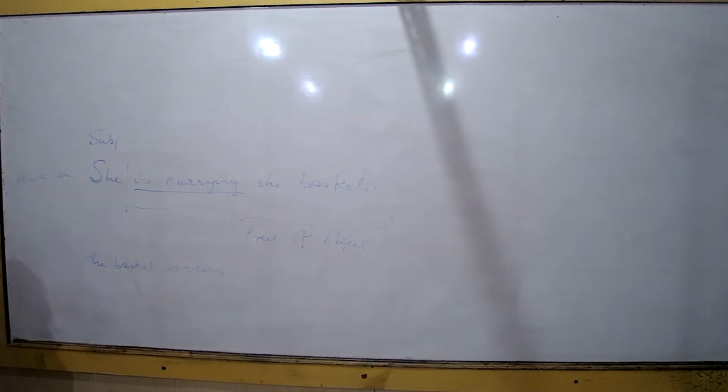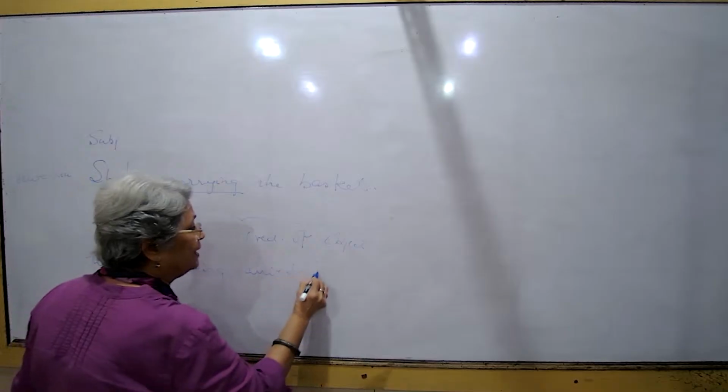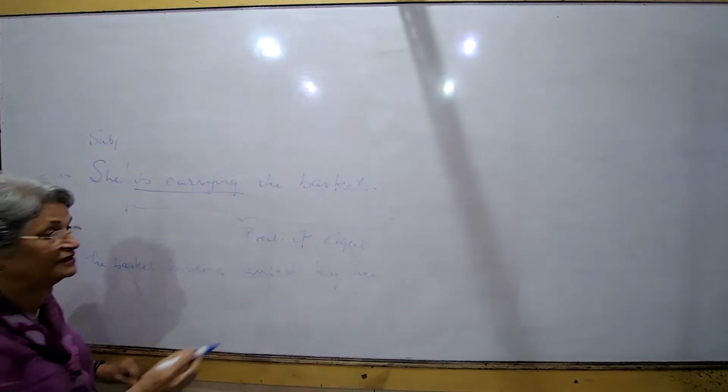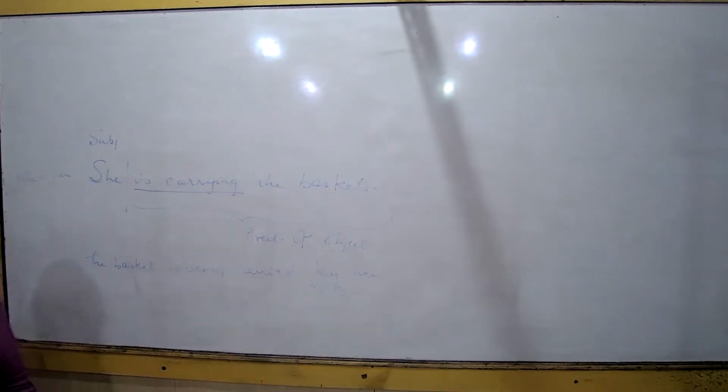This is not direct and indirect speech. This is just active and passive voice. So the basket is being carried by her. In the passive voice, the word by is very prominent. It has to be there.